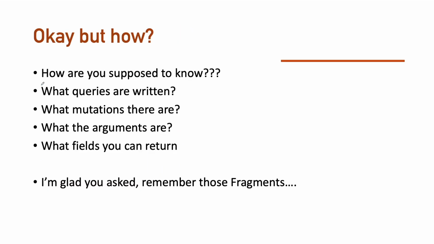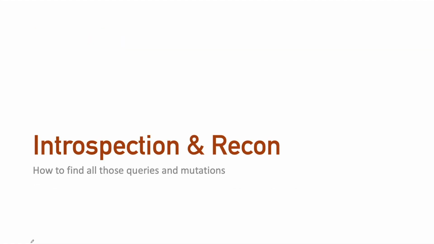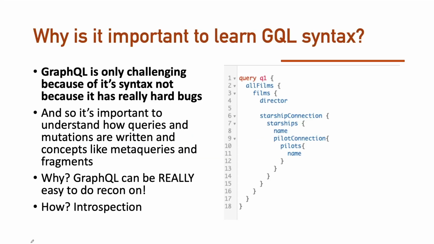That is an extremely important concept, because how are you supposed to know what's in the database? How do you know what queries developers have written, what mutations exist, what the arguments are, what fields you can return, what their types are, what you can request? I'm glad you asked, because let's talk about how fragments and meta queries come together to produce something called introspection, and to answer the question, how do you find all of those queries and mutations?